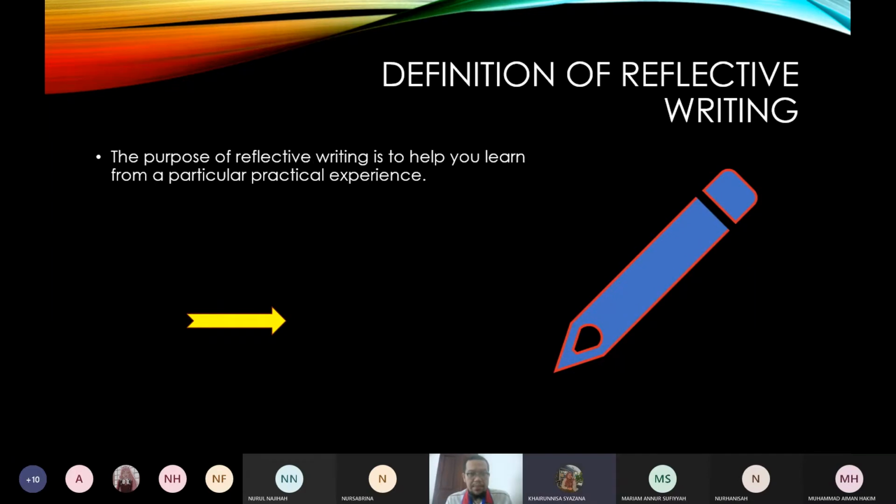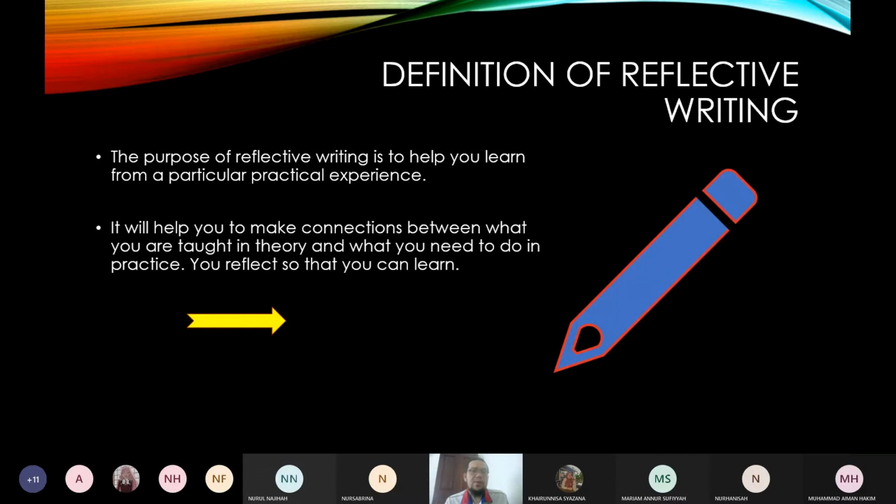to learn from a particular practical experience. Actually, it is a combination of what you learn and what you have experienced in your life, and we combine it and we produce a reflective writing. The connection between what you are taught in theory and what you need to do in practice. All right, it actually reflects so that you can learn what you have learned in class.